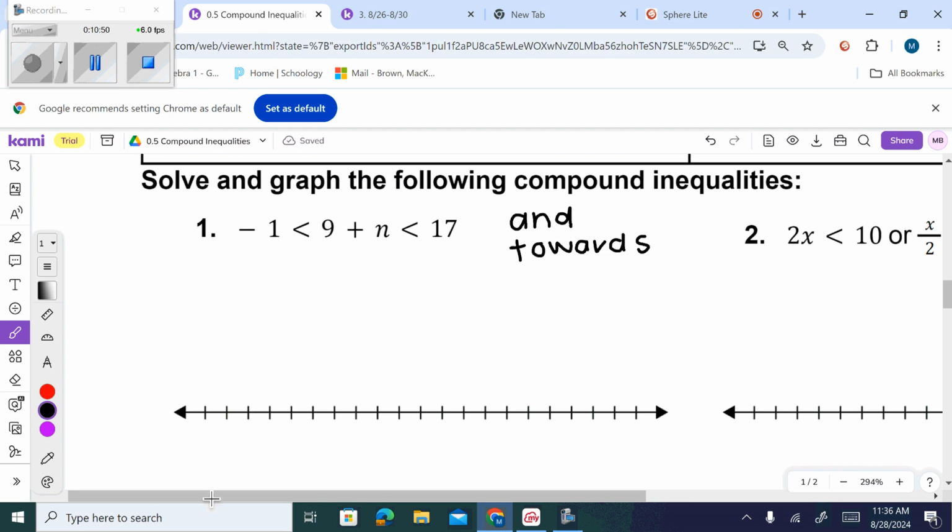All right. So when I pull this apart, I'm gonna have negative 1 is less than n plus 9. What's my next one gonna be? Sorry, 9 plus n. That was my fault.